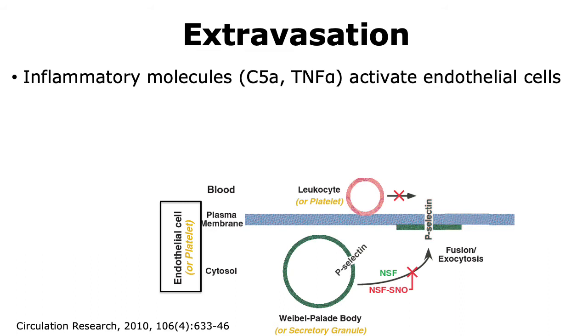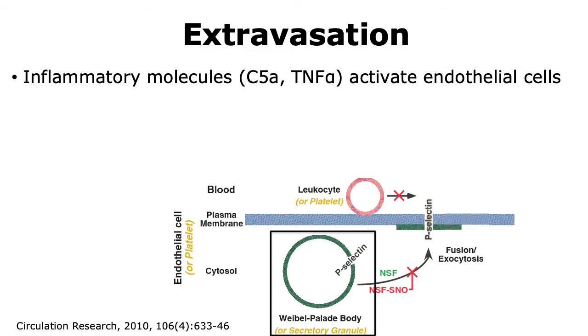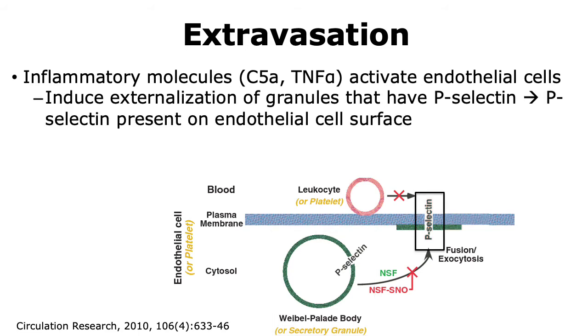If we focus on the figure now, in the endothelial cells, there are granules present. And these granules have the protein P-selectin. The presence of molecules like C5a and TNF-alpha induce the externalization of these granules, and that results in P-selectin being present on the endothelial surface. Once P-selectin is present on the endothelial surface, it can interact with the leukocytes, and we will see how that happens in the next few slides.